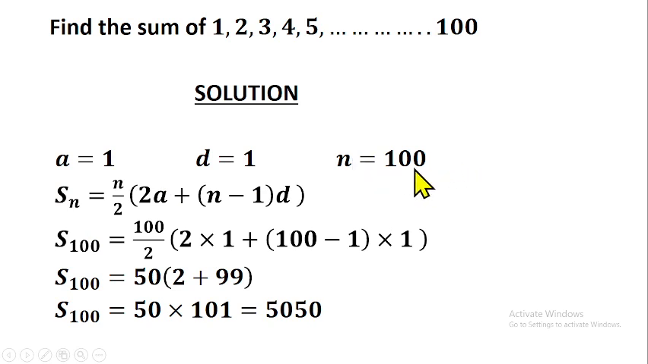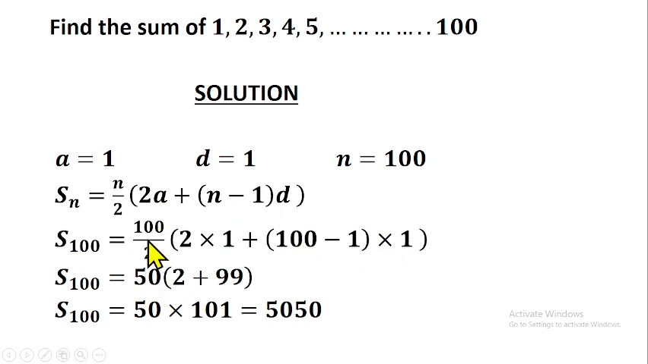Our n is what? 100. So sum of n terms is equal to n over 2 into 2a plus (n minus 1)d. So we are summing 100 terms together. That means n is 100, over 2, into 2 times 1, our a is 1, plus 100 minus 1 times the common difference, which is 1.